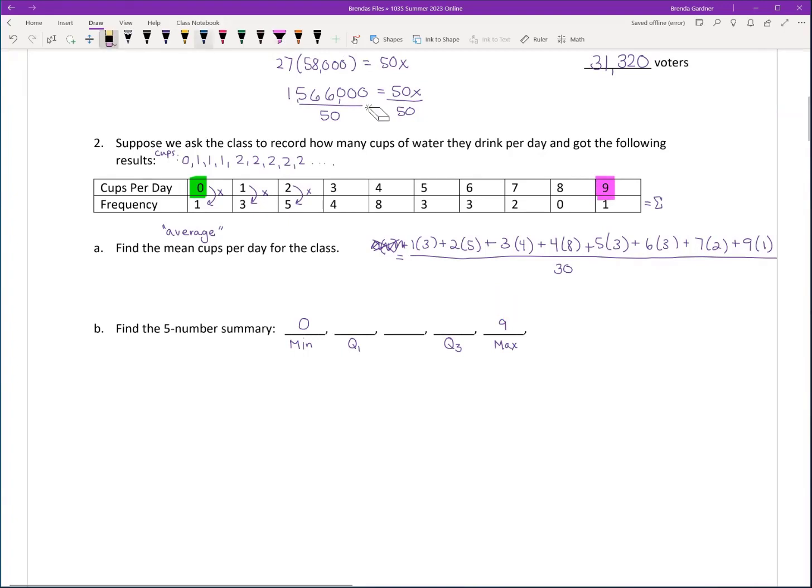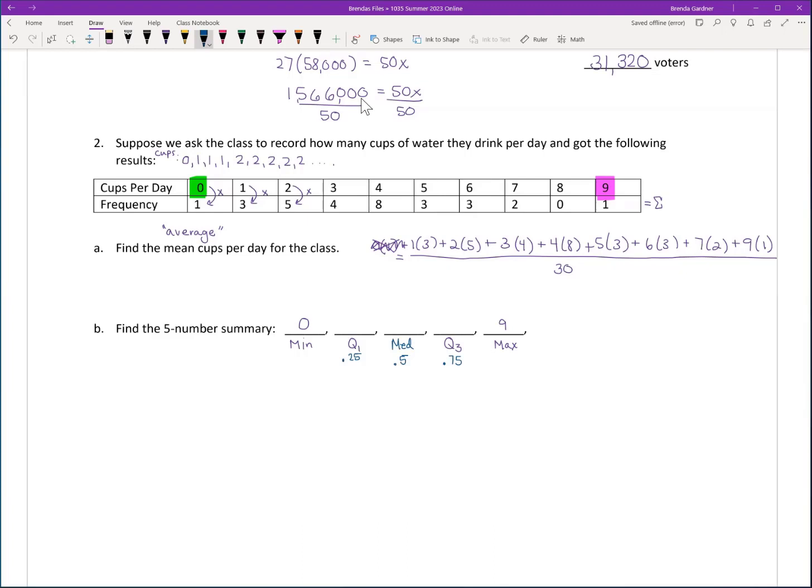Now, to find Q1 and Q3 and also the median. So Q1, think about Q as in quarter. So the first quarter would be 0.25. If you think of a quarter, it's 25 cents. If you think of the third quarter or 3 quarters, it's 75 cents. And the middle of those two, or the median, is half.